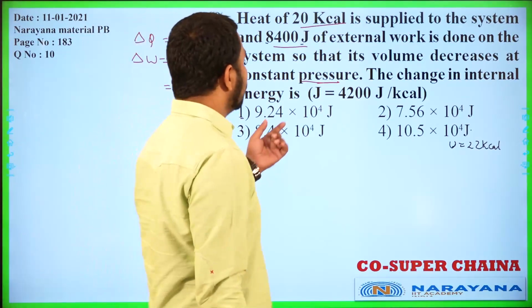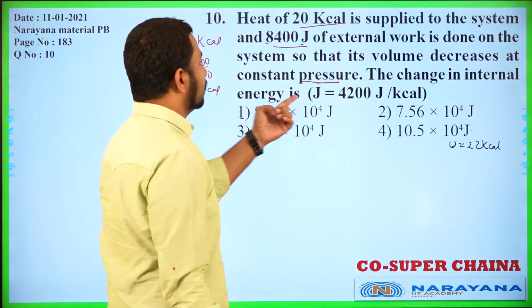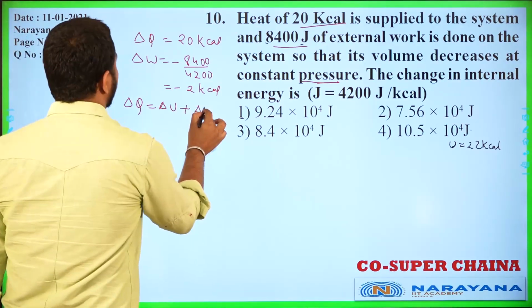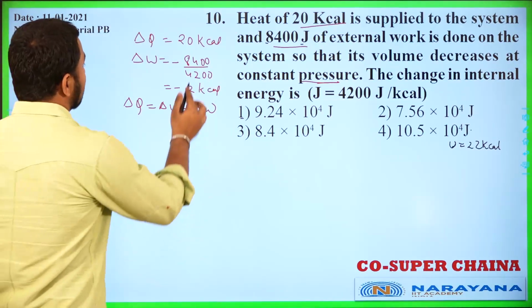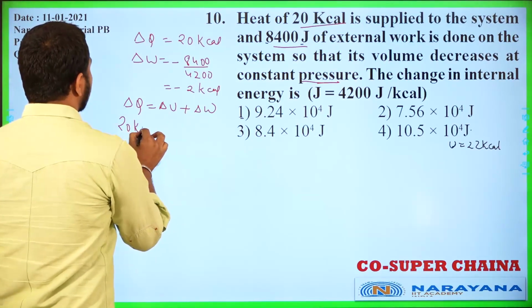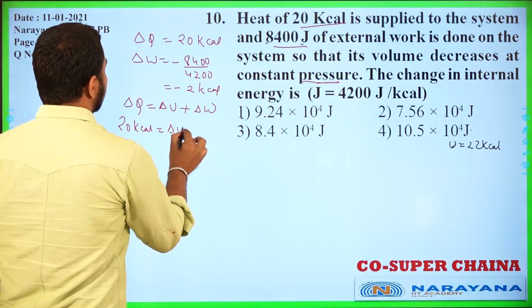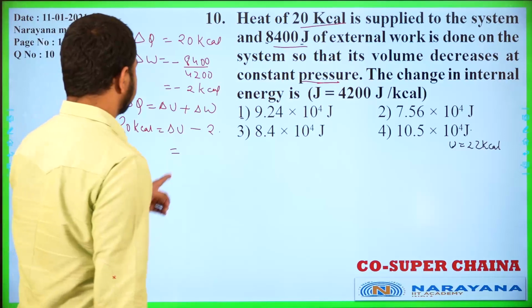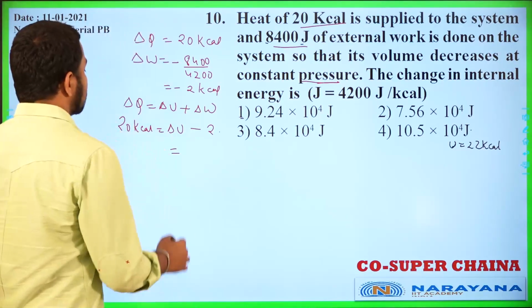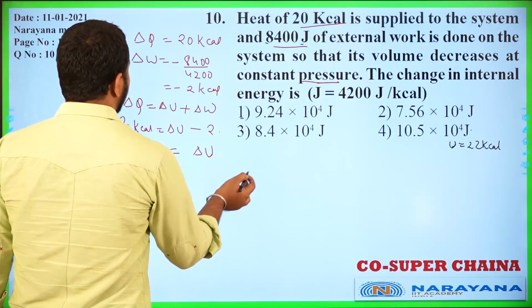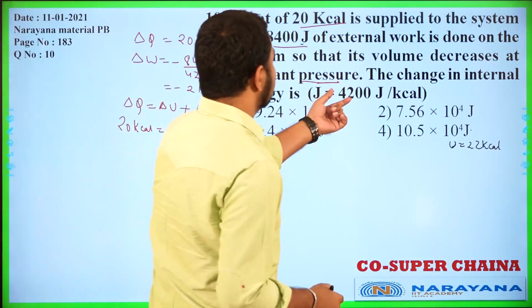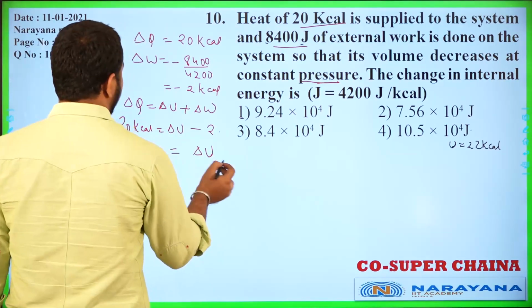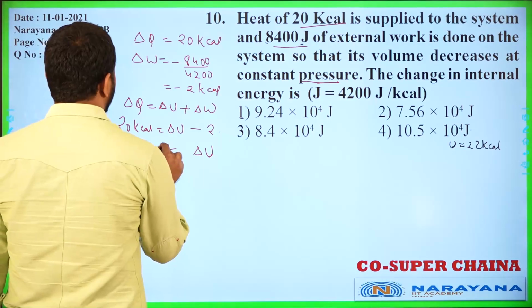Now student, we need to calculate the change in the internal energy. So delta Q will be equal to delta U plus delta W, right? Just substitute the values here: 20 kilocalorie is equal to delta U minus this 2. From here, delta U is the change in the internal energy we need to calculate, and it will come out as 22 kilocalorie.